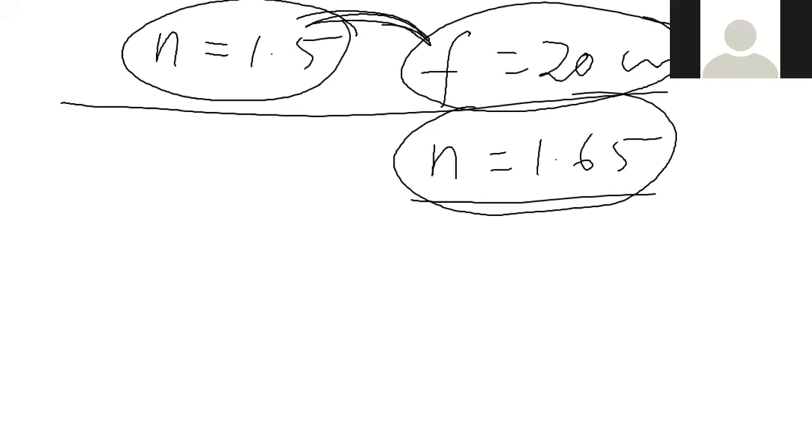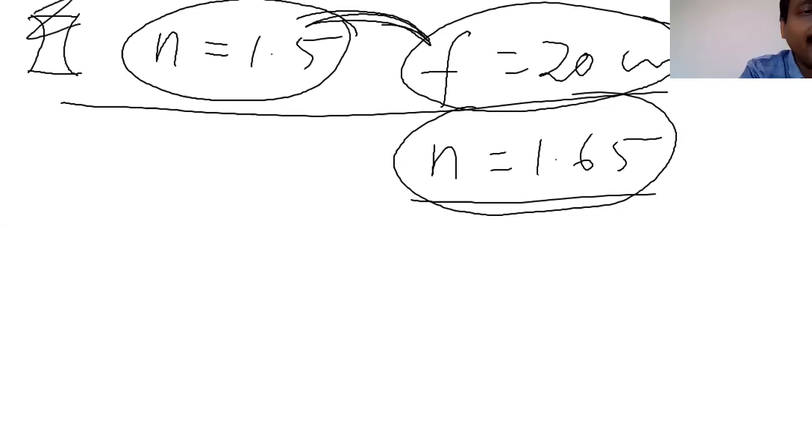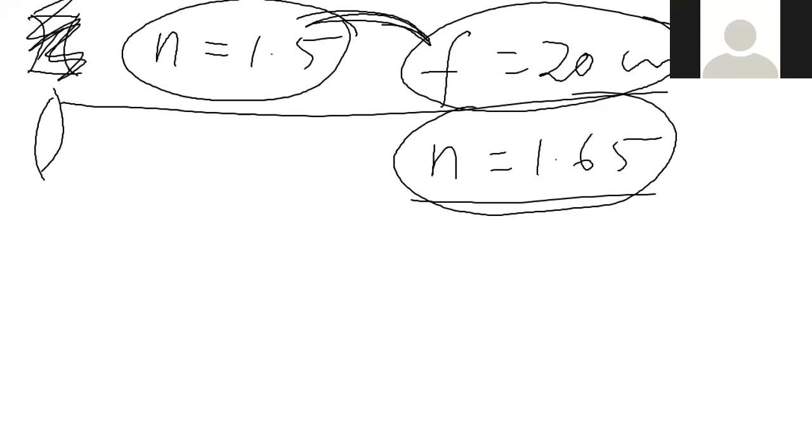It's a biconvex lens, so one of the R will be infinity, so it will become only 1 by R. No, 1 by R being infinity is for plano-convex, not biconvex. Biconvex is like this, the normal one. Plano-convex is like this, and this is concave.